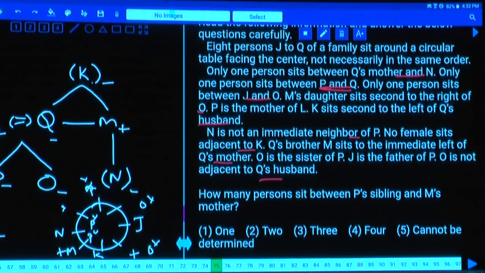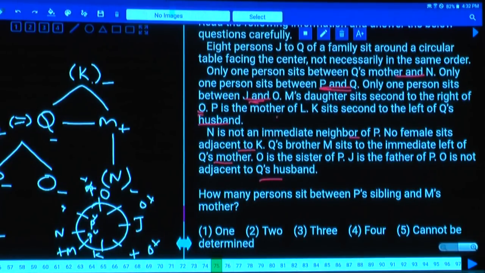Only one person sits between J and O. As only one person sits between J and O, and J is here, O is here. Isn't it? And M's daughter sits second to the right of O. Who is M's daughter here? N. N sits second to the right of O. That is true. Next one, P is the mother of L.